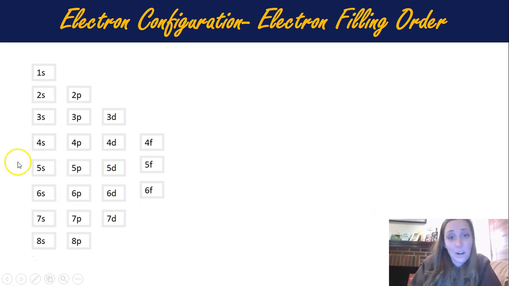So here's a handy dandy chart that is easy to use. I know it's printed out for you on your notes, but it's really easy to write out too. So see how it goes 1, 2, 3, 4, 5, 6, 7, 8, right? And then you think about what orbitals each one has. The first one has s, the second energy level has s and p, the third energy level s, p, d, the fourth s, p, d, f, and so on. They slowly taper off at the end, but it doesn't matter if you put extra, it'll still work.